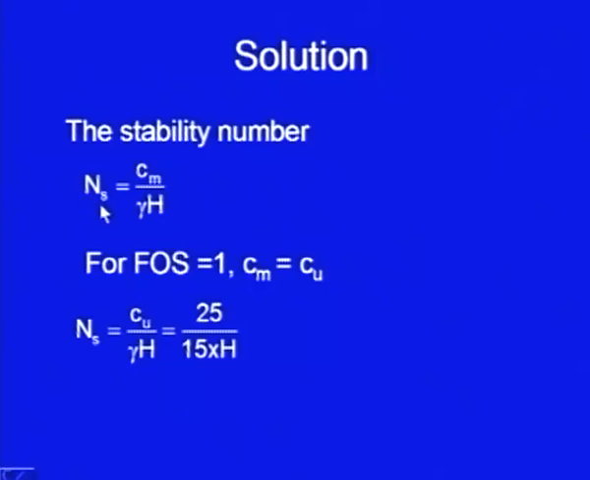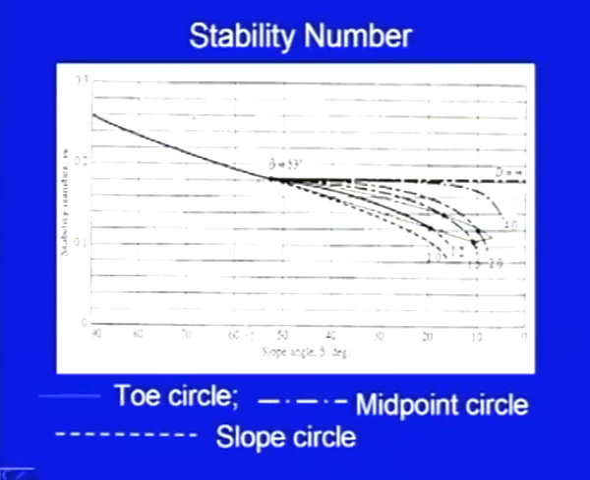We will solve this problem by using the stability number. The stability number is defined as Ns is equal to Cm upon gamma into h, and when the factor of safety is 1, Cm will be equal to Cu. So, Ns is equal to Cu upon gamma into h, here it will be h critical. So, put these values, Cu is 25, gamma is 15, h is unknown. So, this is Ns.